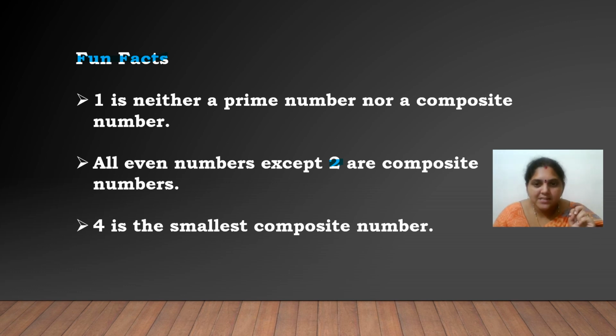4 is the smallest composite number. So after 2, what is your composite number, starting multiple of 4? It is 2 2s are 4. So what is your smallest composite number? Yes, your smallest composite number is 4.